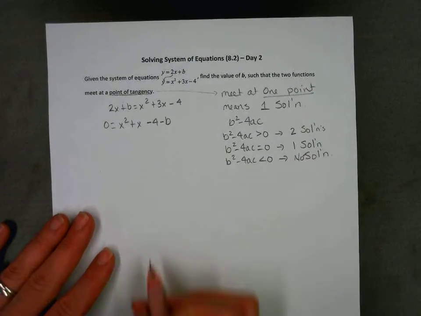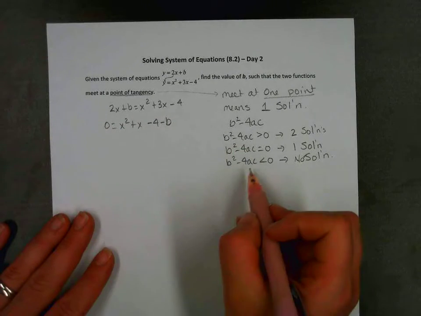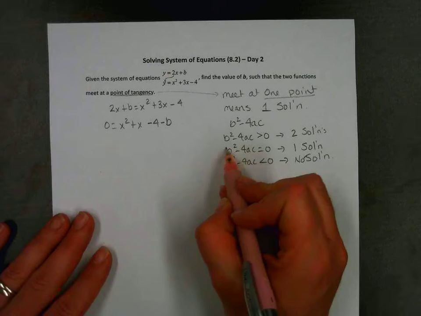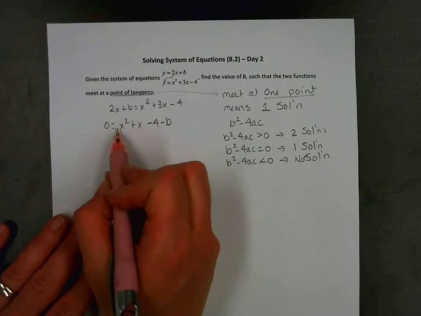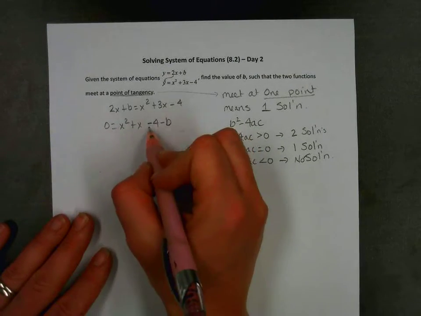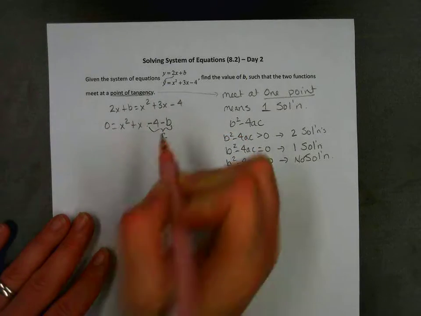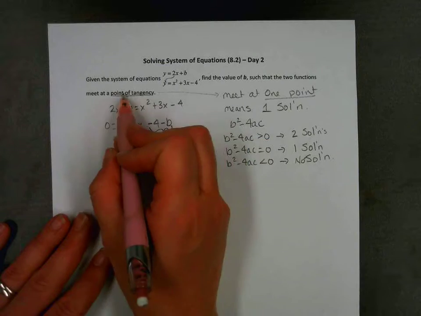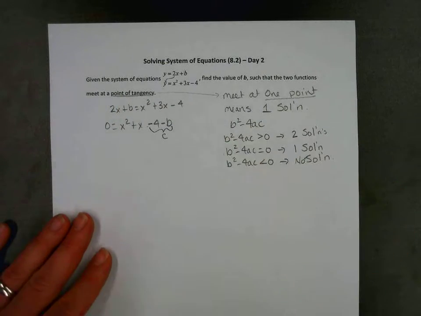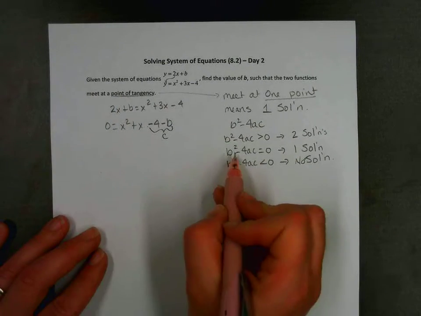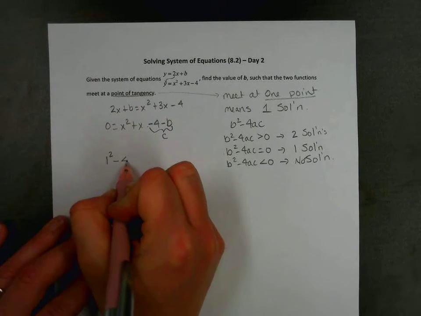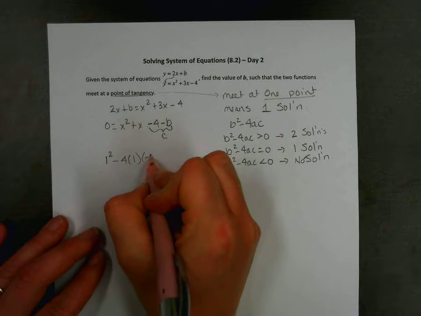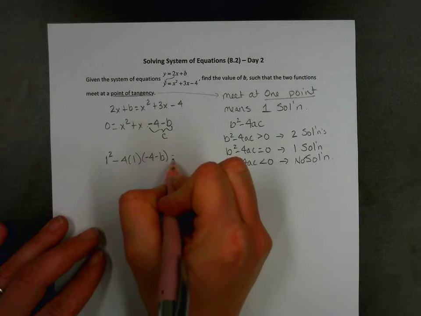So we want to relate this quadratic equation by substituting into a discriminant of one solution, which is b squared minus 4ac. So I'm going to take the coefficients of a, b, and this entire expression would represent c into this discriminant value because a point of tangency means one solution. So our b value is 1, so I'm going to take minus 4 times 1 times our c value, which is negative 4 minus b, and I'm going to make this equal to 0.